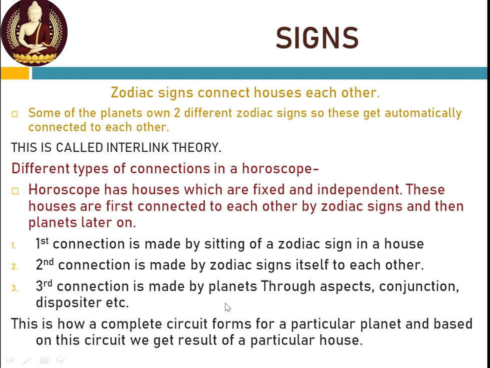Then the third connection is made by the planets through aspect, conjunction, and disposition. So this is how a complete circuit forms when houses, signs, and planets, three entities, get connected to each other, and we get the result of a particular house. This is how things work.